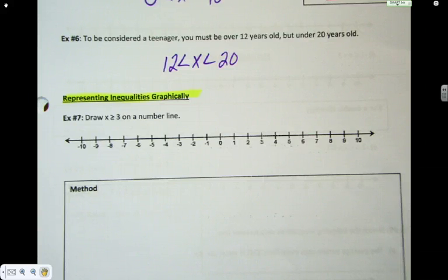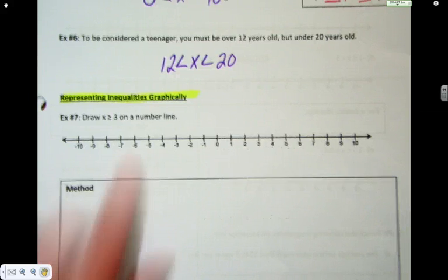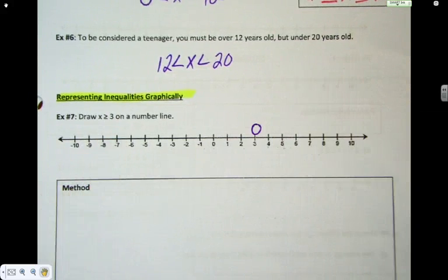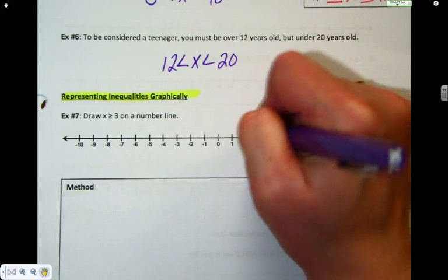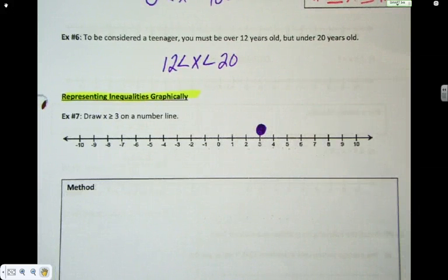So the very first step is we're going to put a dot somewhere. Where are we going to put it? At 3. And I'm writing it really big so you can see it. Then we figure, do we need to color it in or do we need to leave it open? So you look at the symbol, is there that bar underneath meaning or equal to? Then we color it in. If there wasn't, we would leave it white.